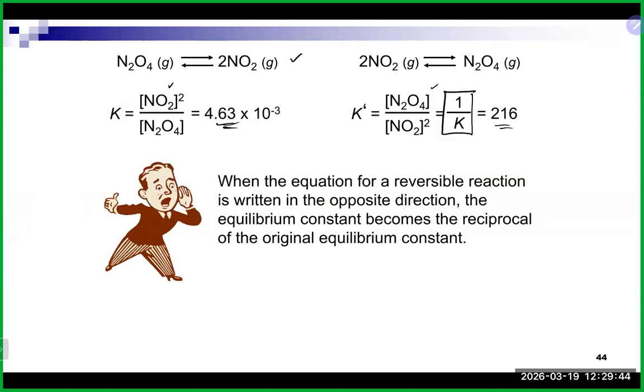So a couple of things here in terms of manipulating K values. If you add a couple equations or more together, you just need to multiply all the K values together to get the overall. If you need to reverse a reaction, you're going to take 1 over the K value for the new reaction that you get when you reverse it.